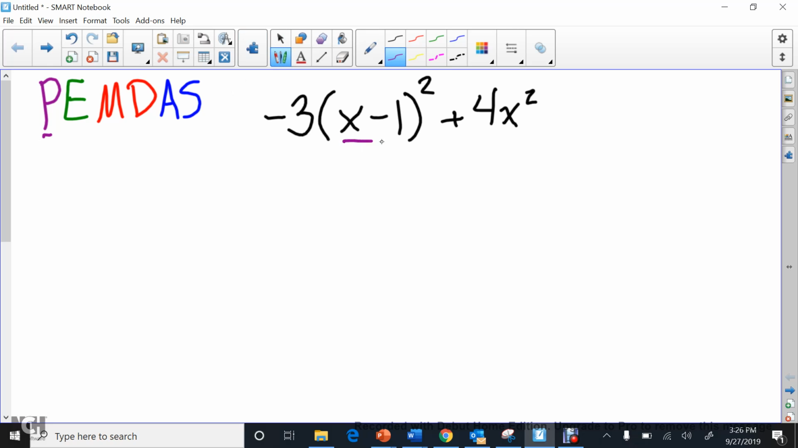Inside of my parentheses, I see x minus 1. If I can, I should combine them. However, x and negative 1 are not like terms, so I cannot combine these. I'm done with parentheses. Next, I move on to exponents.